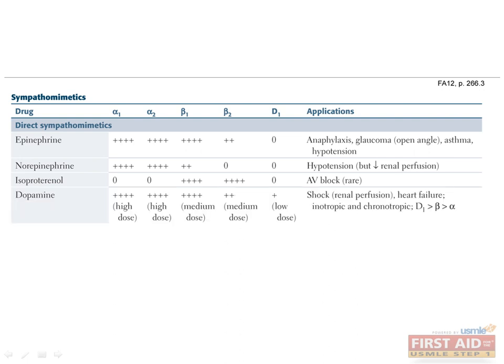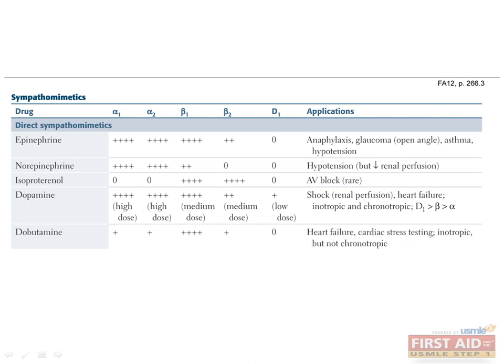Dopamine primarily stimulates D1 and D2 receptors at low doses, beta receptors at medium doses, and alpha receptors at high doses, making it both inotropic and chronotropic. It can be used to treat shock and heart failure. It is especially useful in the treatment of shock because it raises blood pressure without reducing renal vascular flow. Recall that D1 receptors relax renal vascular smooth muscle.